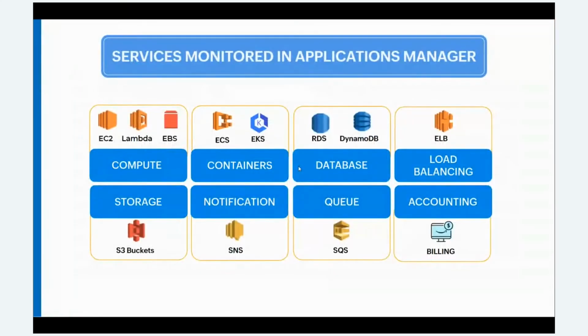The services monitored in Applications Manager for Amazon Web Services will be EC2 in the compute category, Lambda and EBS. In the containers, we support ECS and EKS. And in the database systems, RDS, DynamoDB. In the load balancing, it is going to be Elastic Load Balancer.